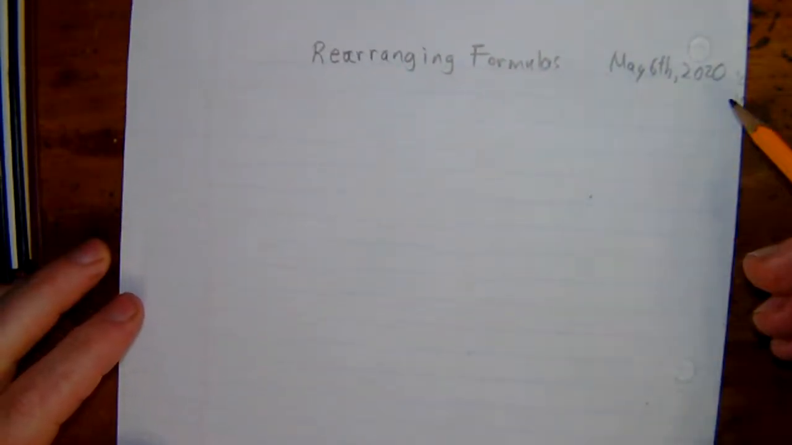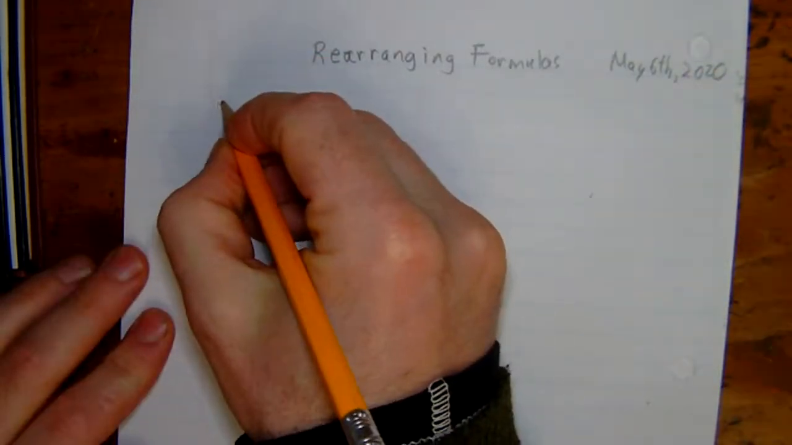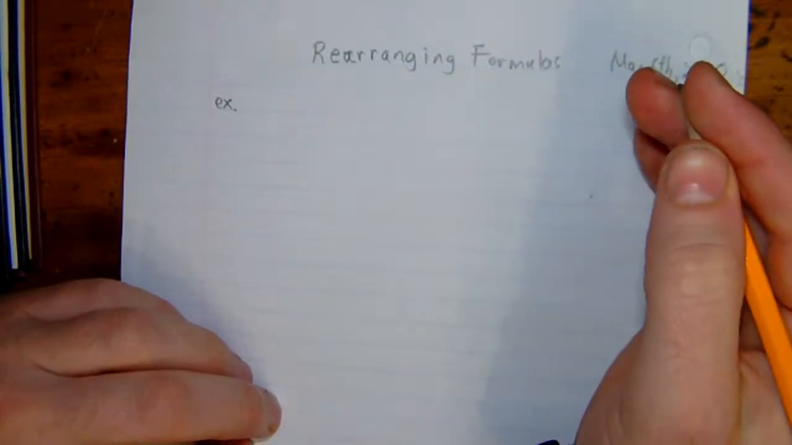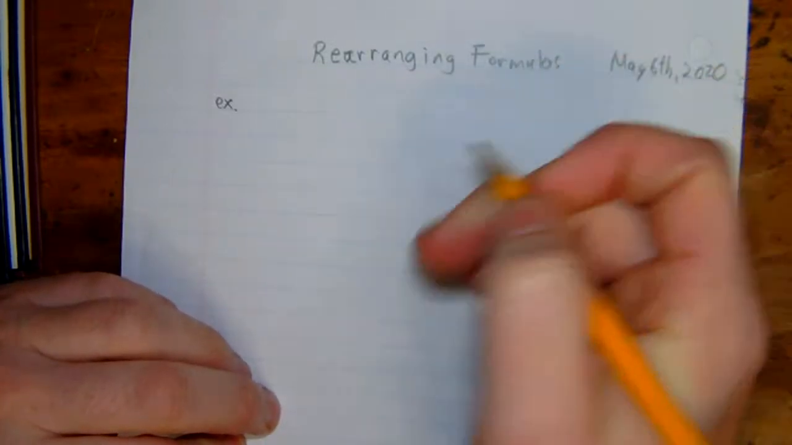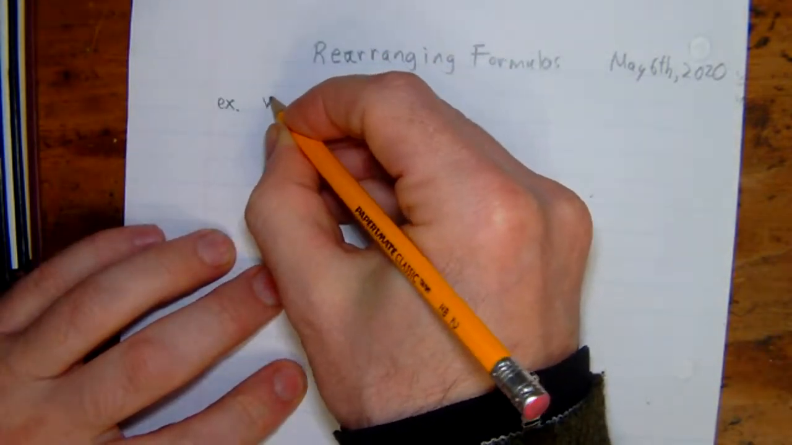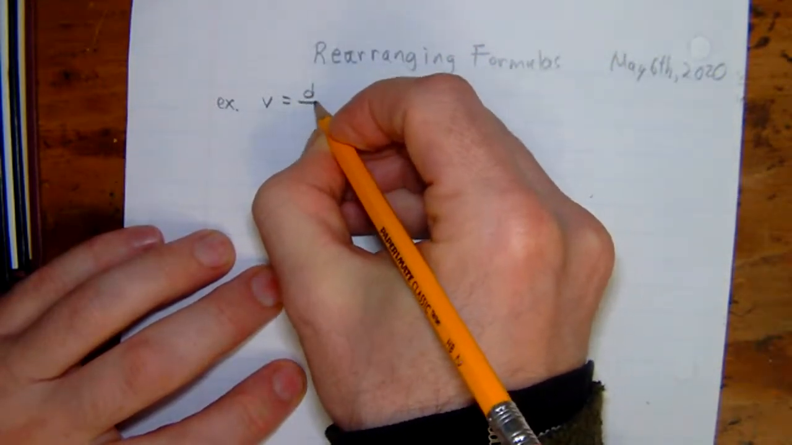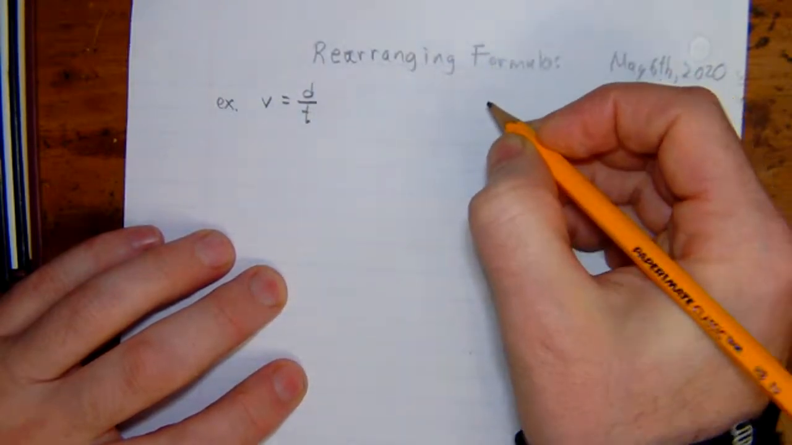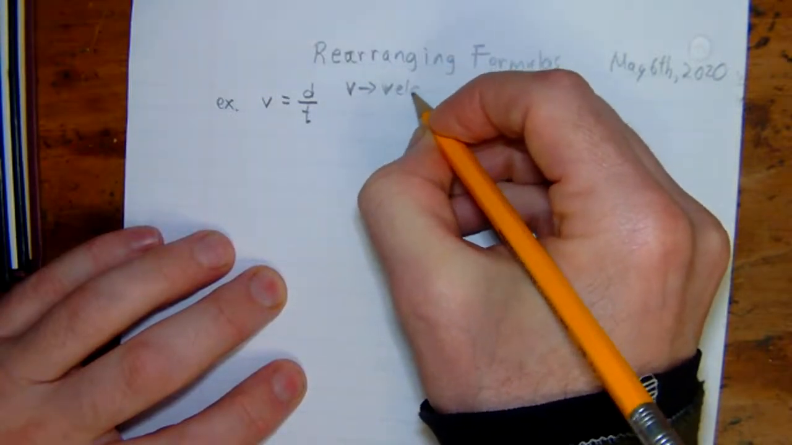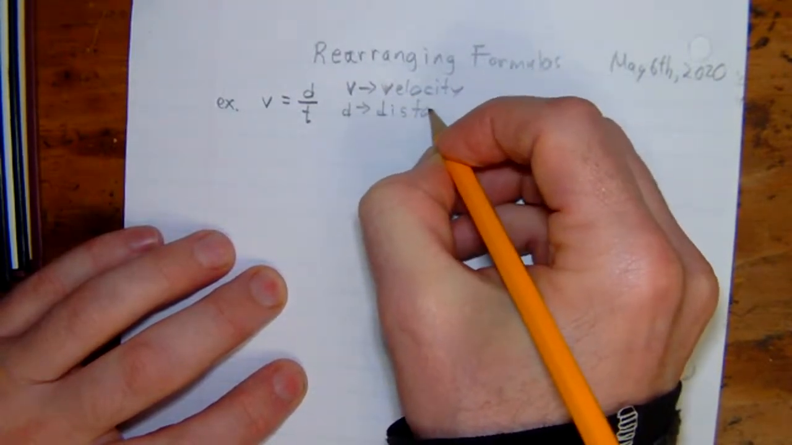So our topic for today, rearranging formulas. It's May 6, 2020, and we're going to start by jumping straight into an example. And we're going to start with a really easy example, one that you could do in your head, and then we'll build from there to much more complicated ones. So for our first one, you might know that speed, also known as velocity, is calculated by taking the distance traveled and dividing by the amount of time it took. So here, v represents velocity, d represents distance, and t represents time.